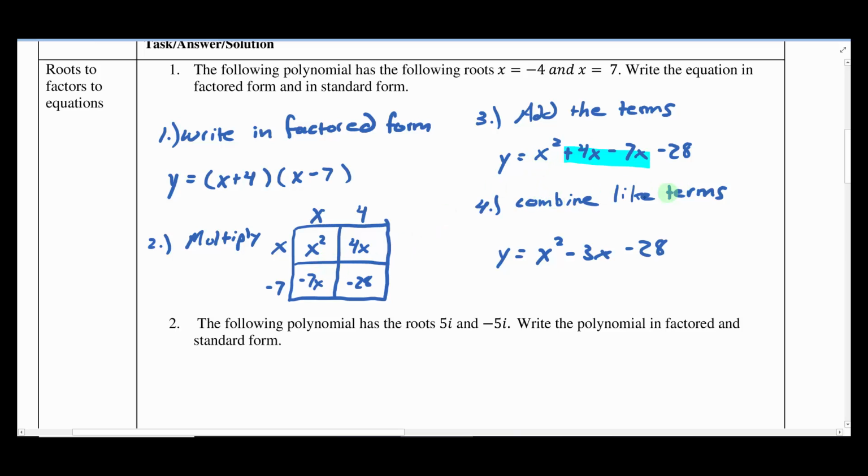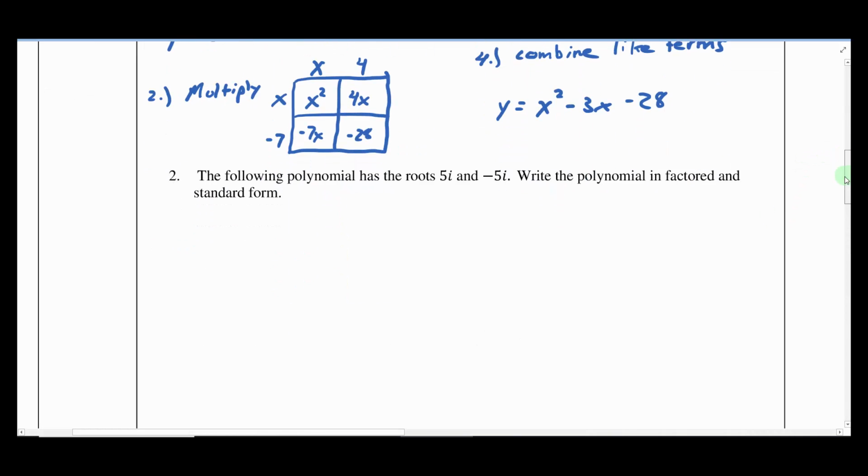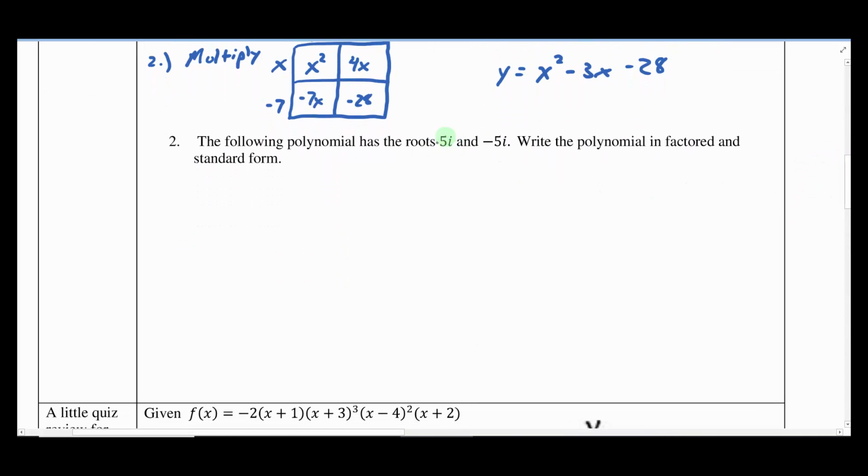Not hard at all. And then combining like terms, we've been doing that since junior high. There's really no part of this that is actually hard. It's just remembering what to do. All right. And now we're going to kick it up a notch because we're going to do it with some complex roots. All right. So we've got 5i and -5i.